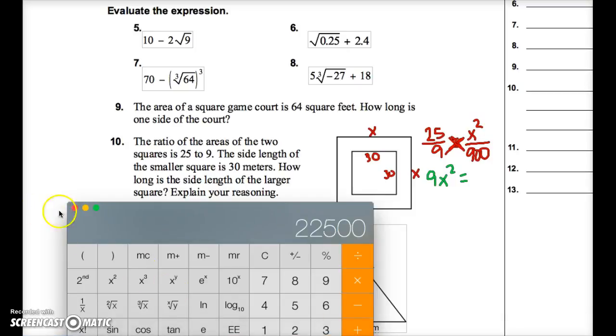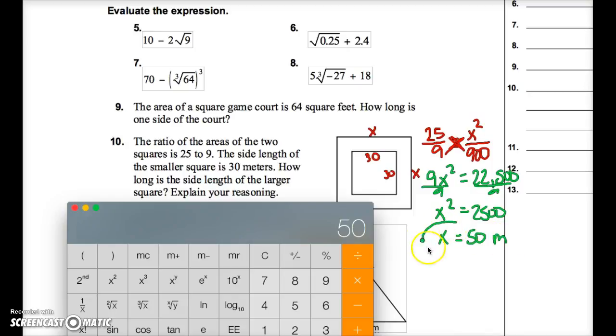You get 22,500. Okay, and then we're just going to solve this for x. So I'm going to divide by 9 on each side. So x squared is going to equal 2,500. And then I have to take the square root of that. So x is going to equal 50. So that means that each side of that larger square is 50, and then our measurement was in meters. So 50 meters.